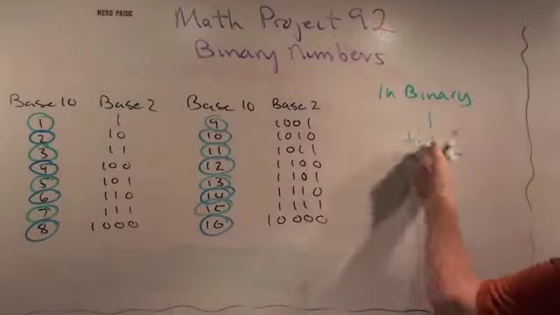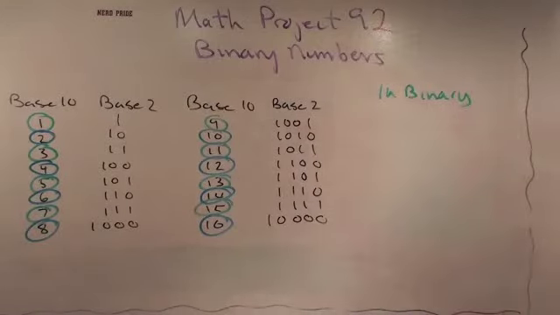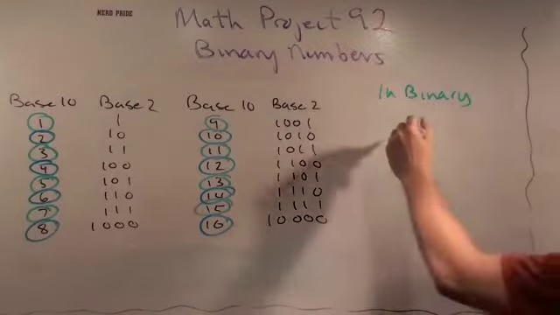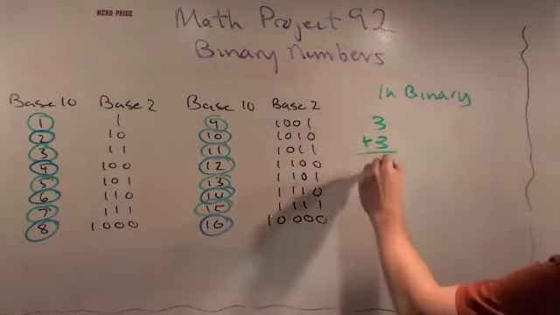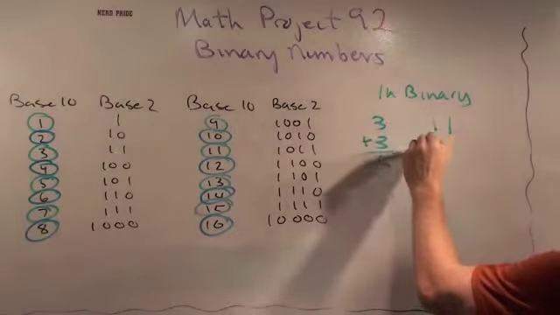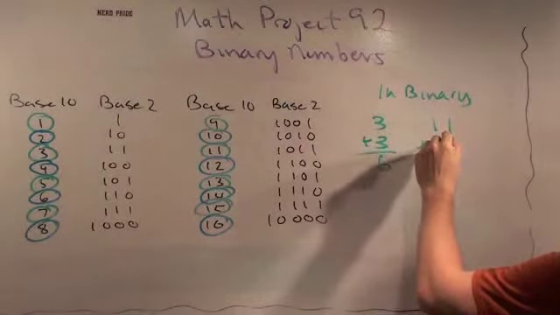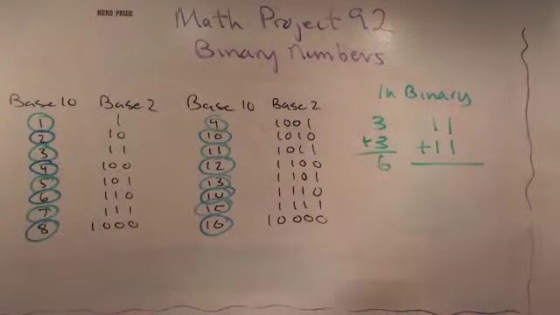Now I'm not going to really explain much of this because this is what we're going to do tomorrow, but let's look at 3 plus 3. We know that 3 plus 3 is 6. Let's look at it in binary. 3 is 1 1, so 1 1 plus 1 1. We would like to say that equals 2 2, but that's totally not right.